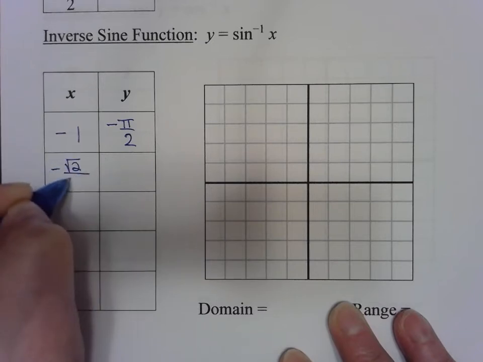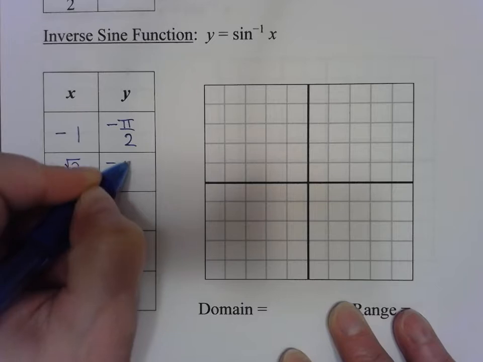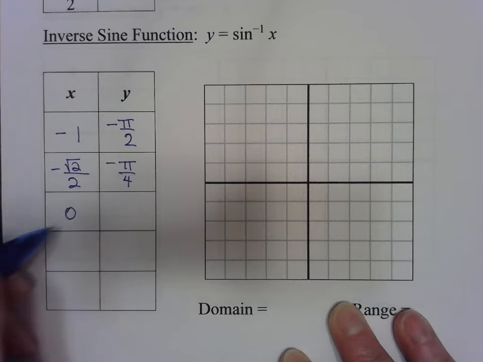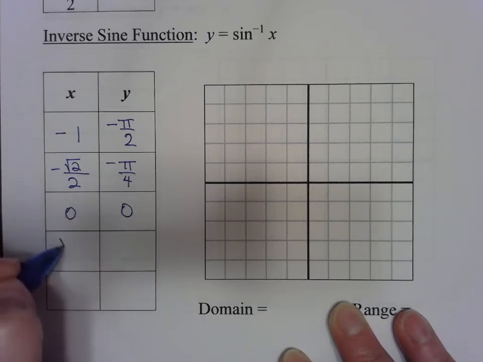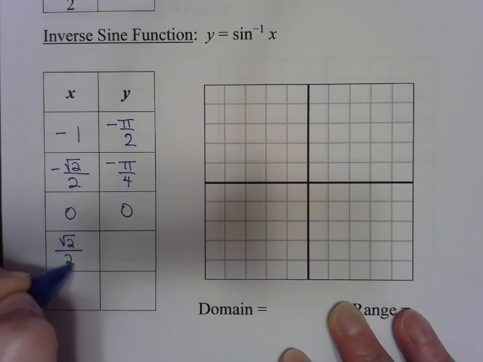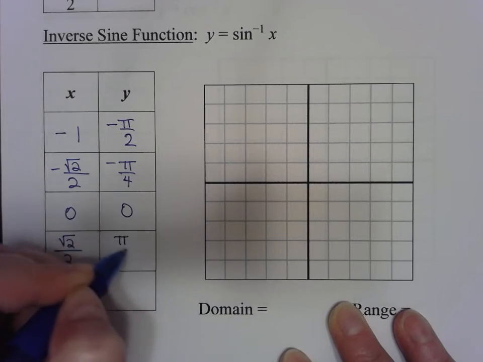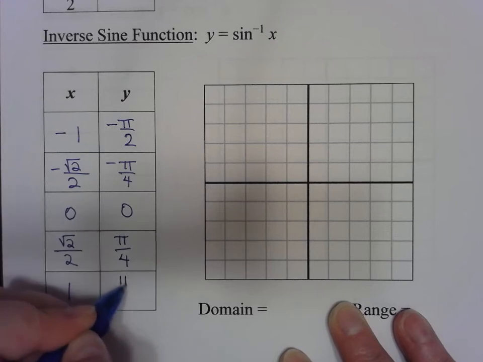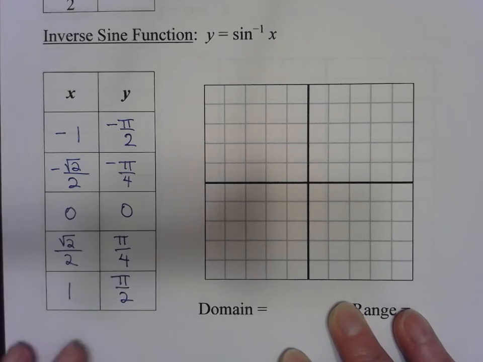I'm going to get -√2/2 when I put in -pi/4. That's the 45-degree angle. I'm going to get 0 when the angle is 0. I'm going to get the positive √2/2 when I have pi/4. And then I'm going to get 1 when I'm at that 90-degree angle at pi/2.